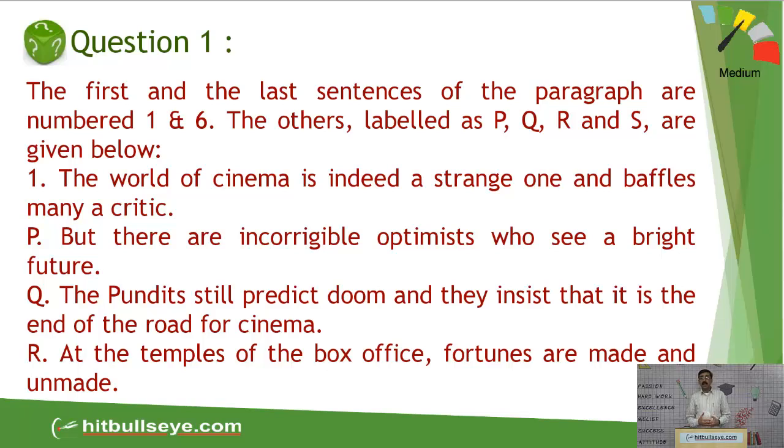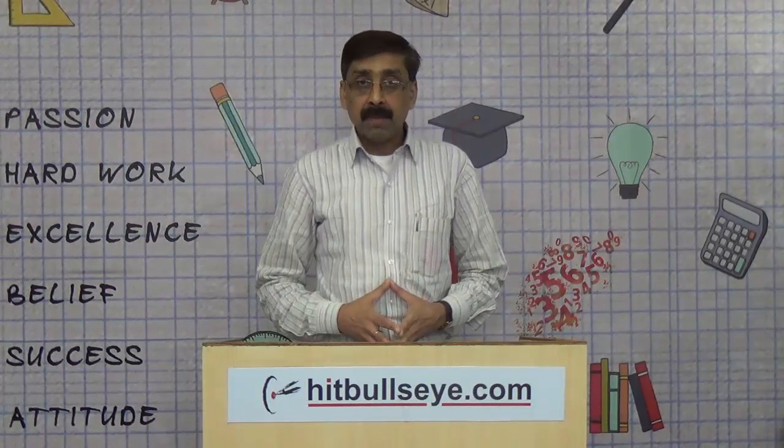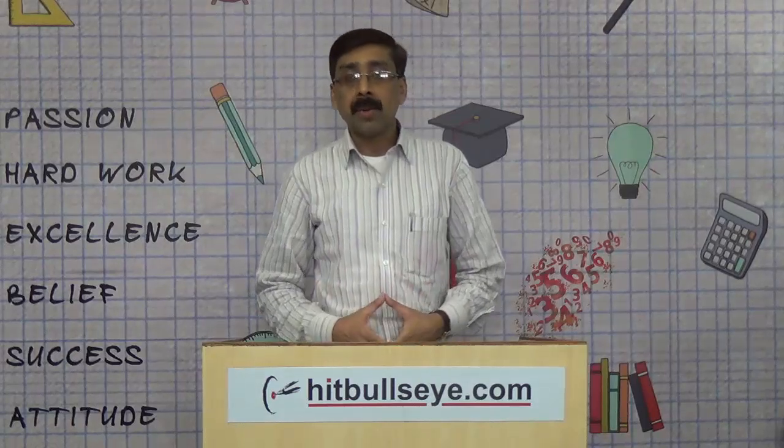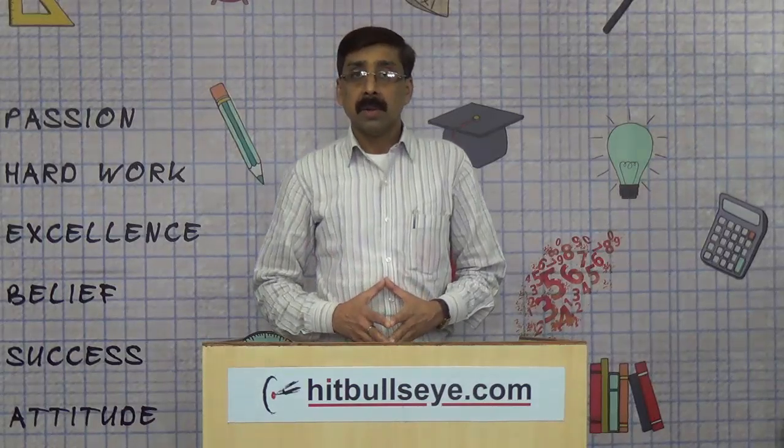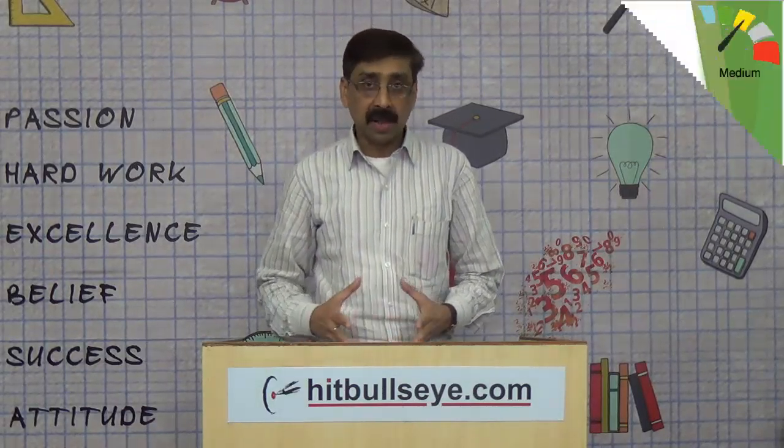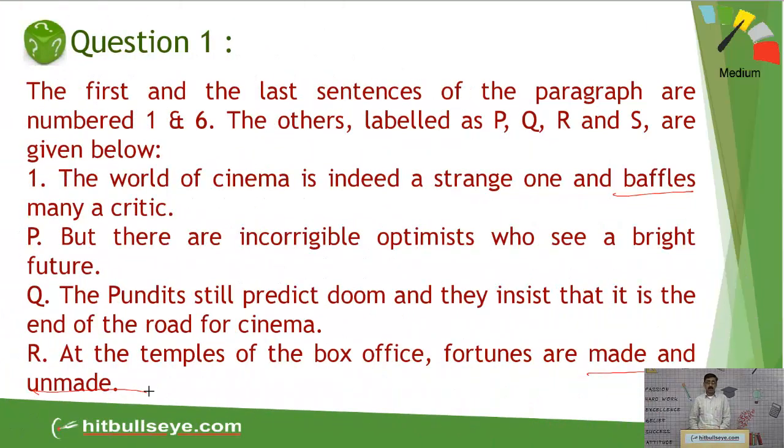So we need to pick up the sentence which will gel with sentence number 1. If you read all the sentences, you will find that the one gelling well with this emotion of confusion is sentence R. Baffles can be related to made and unmade: the fortunes are made and unmade. Therefore, critics are really confused regarding the world of cinema. You need to pick up the mandatory pair or mandatory trio using different techniques like chrono pairing, contrast, keyword link, noun pronoun, etc. I'll show you the next slide where you'll find 3 more sentences.